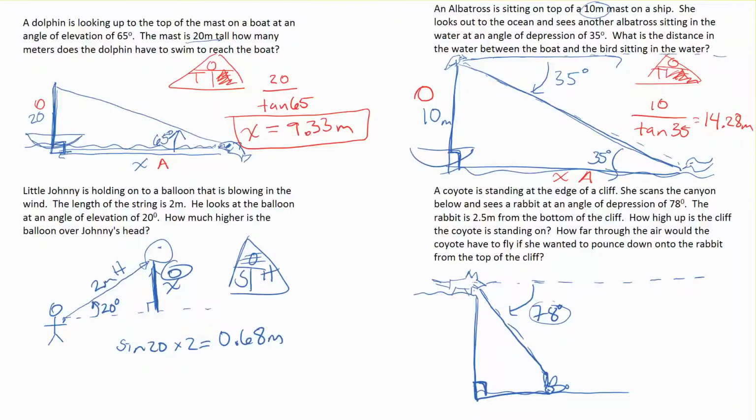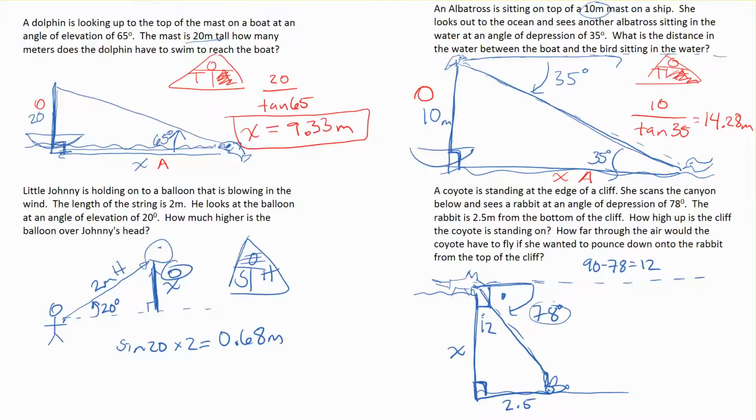So remind ourselves that the horizon and the vertical here are going to make 90 degrees. So both of these two angles together have to add up to 90 degrees. If I have 78 here, that means I need to have 12 there, because that's 90 minus 78 equals 12. So I've got 12 degrees there. And a rabbit is 2.5 meters from the cliff, which is fine. So we need to figure out a couple of questions here. How high up is the cliff? That's our first one. And the next question is going to be, if she wanted to jump down onto the rabbit, how far would she have to fly through the air to do that?